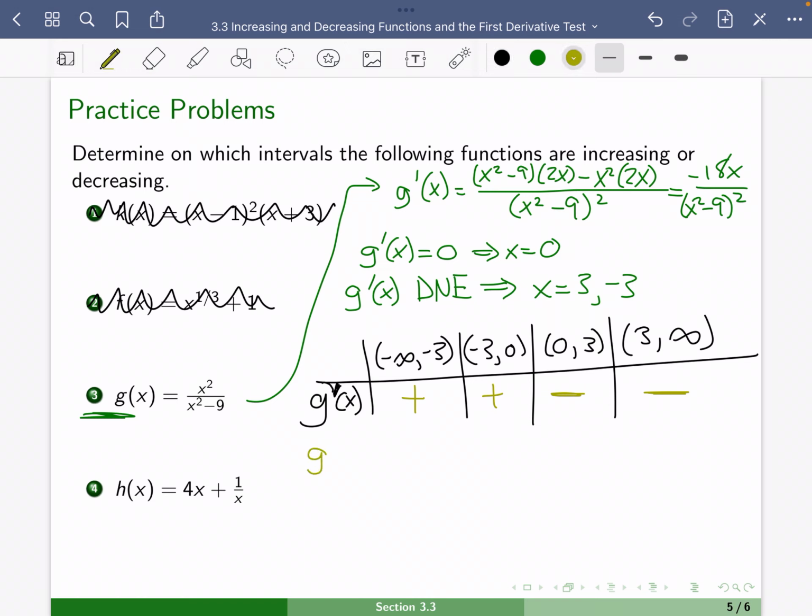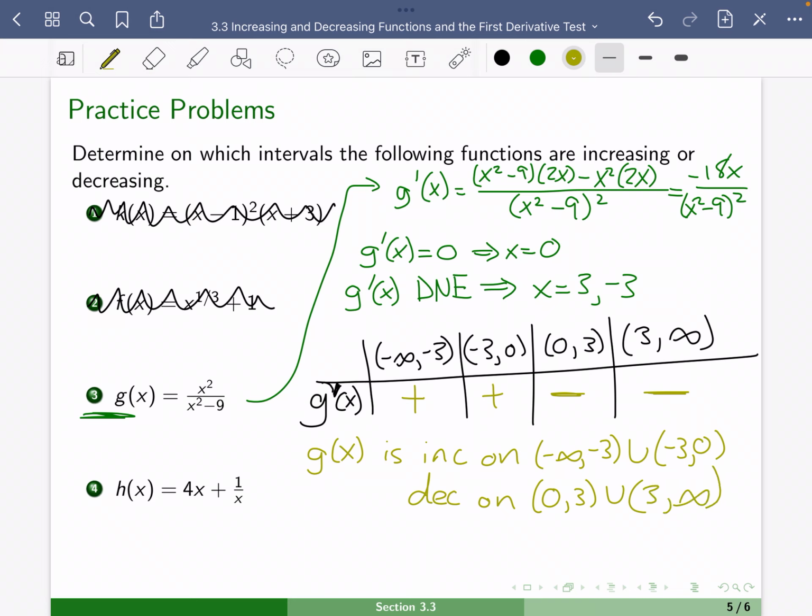And g of x, not the derivative, is increasing on negative infinity to negative 3, along with negative 3 to 0. And it's decreasing on 0 to 3, along with 3 to infinity. So that's the increasing and decreasing of g of x.